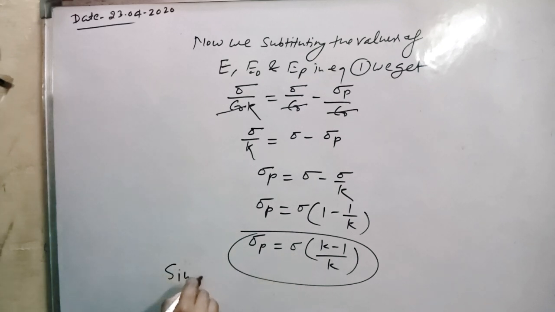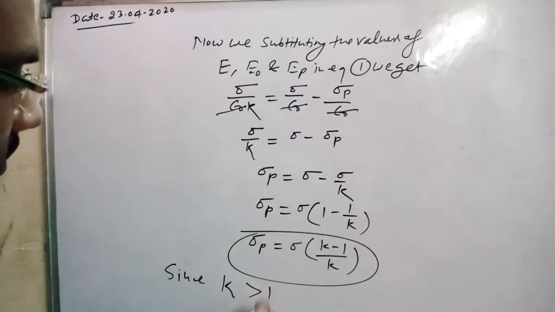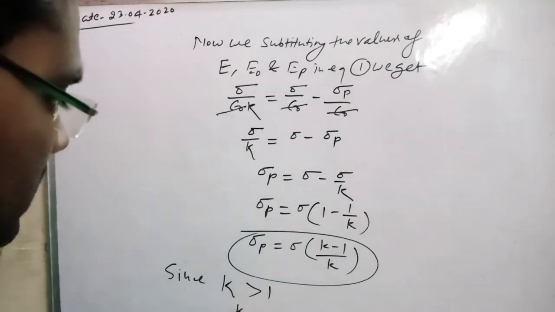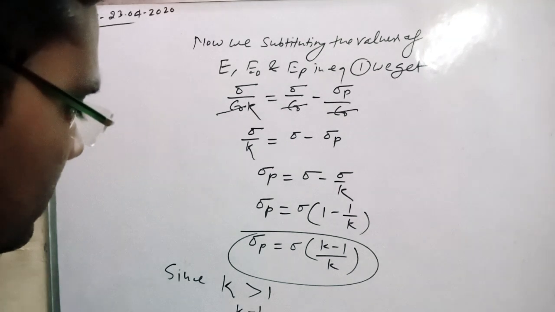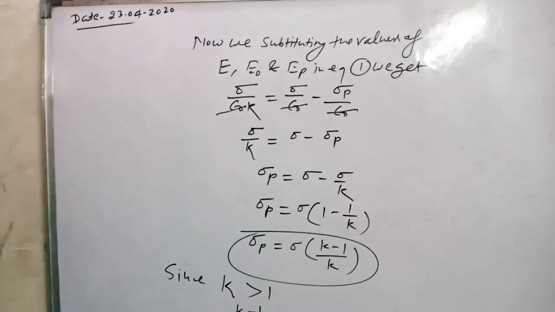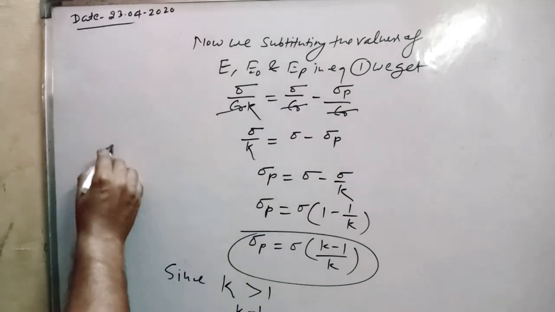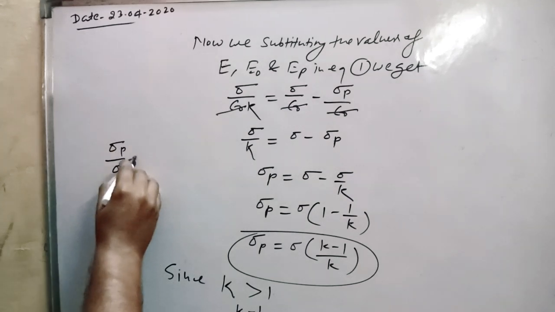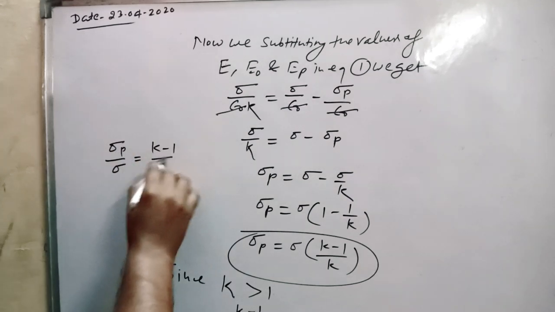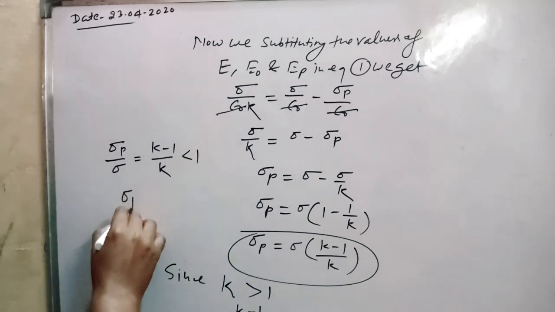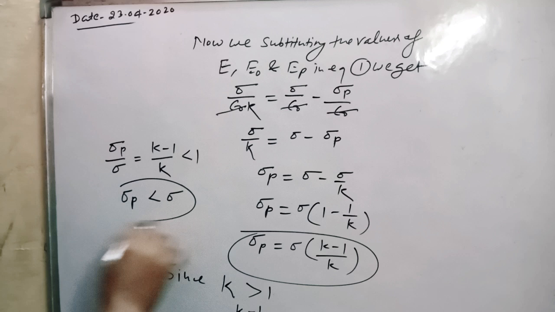Since K is always greater than 1, that means K minus 1 by K is less than 1. So now here sigma p divided by sigma is equal to K minus 1 by K, which is less than 1. That means sigma p is less than sigma.